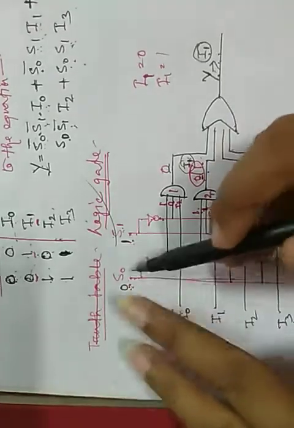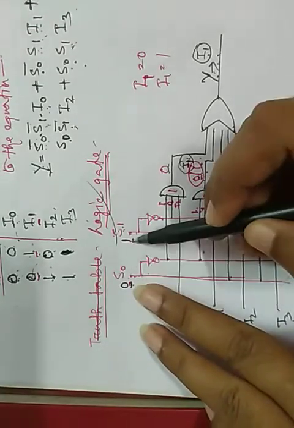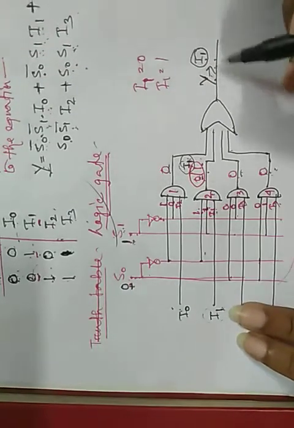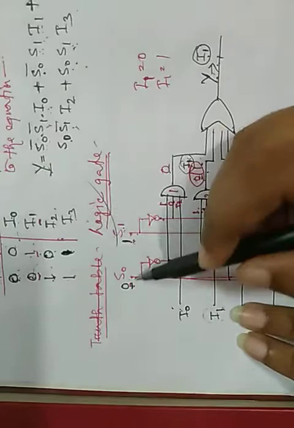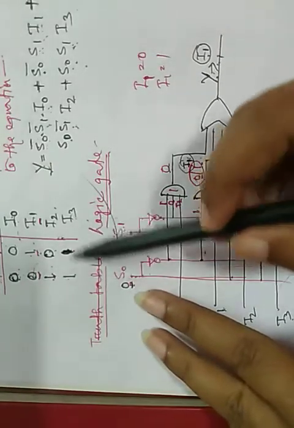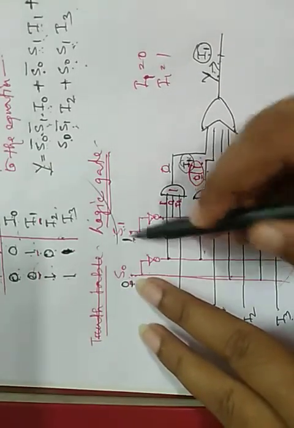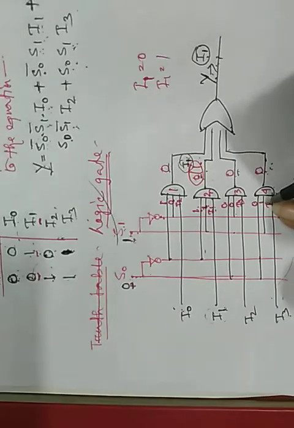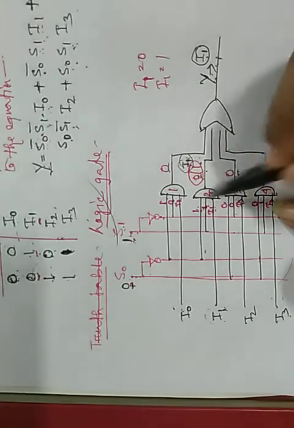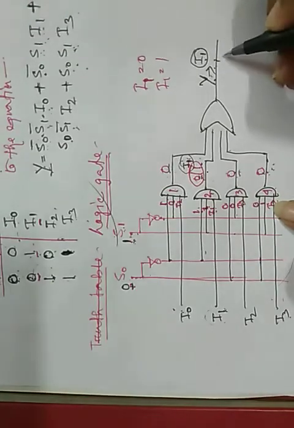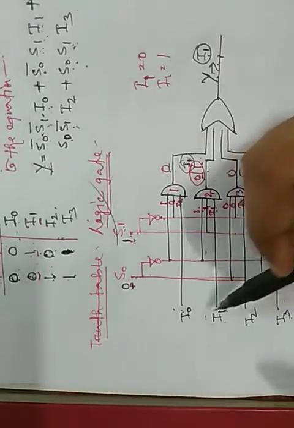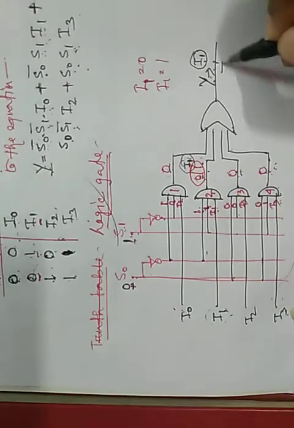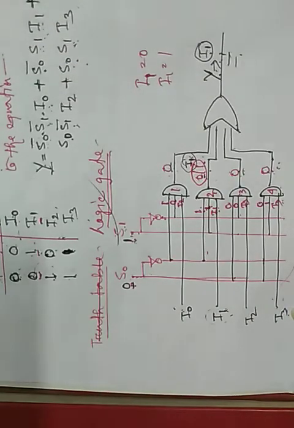So in this way, if the selection lines are 0 and 1, only the value of I1 we get in the output. Similarly, if we take 1 1, only the I3 value we get, and for all other AND gates the output is 0. So in this way, only one input line at a time we get in our output. Okay, this is our truth table.